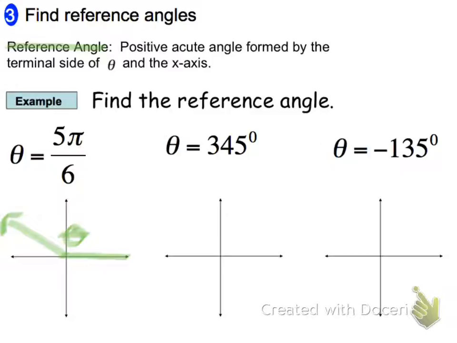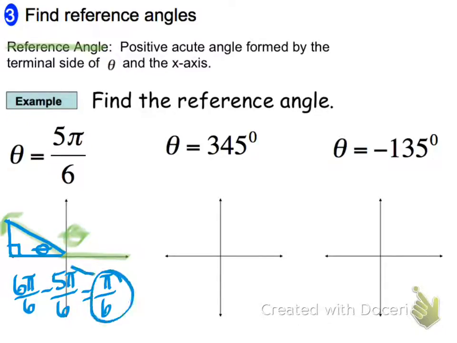So what we're going to do is take the terminal side and drop it down to the x-axis, and create this right triangle inside here. And now the theta on the inside is what we'll use instead, and that's what we call the reference angle. Now, I want to know how much that is. Well, I know that all the way to the x-axis would be pi, or 6 pi over 6. The big angle is 5 pi over 6. So if I subtract 5 pi over 6 from 6 pi over 6, I can see that my leftover is pi over 6. Now that pi over 6 is what we're going to call the reference angle.